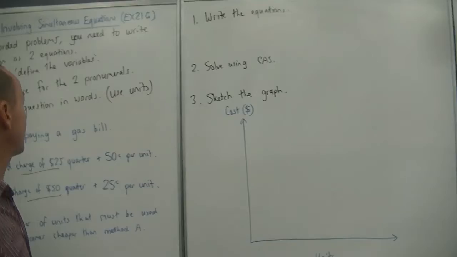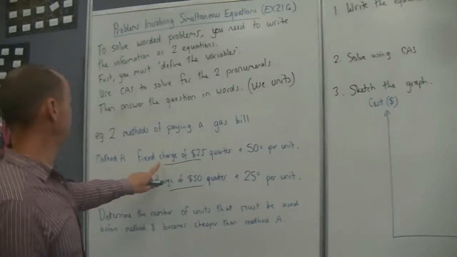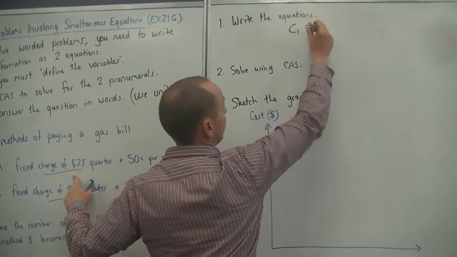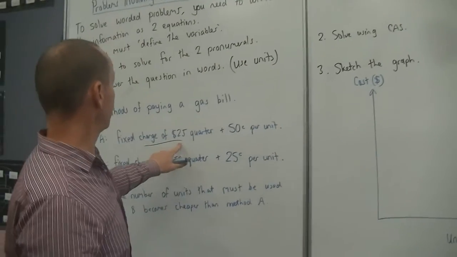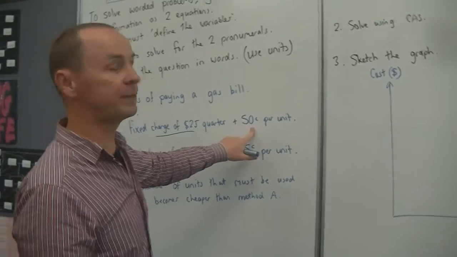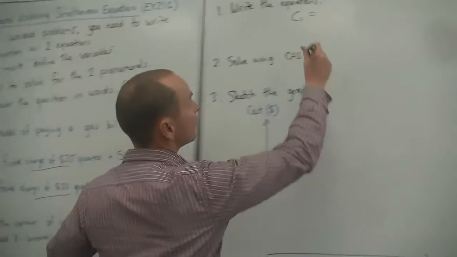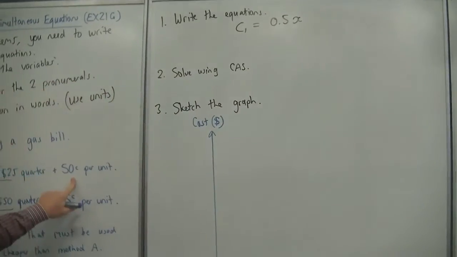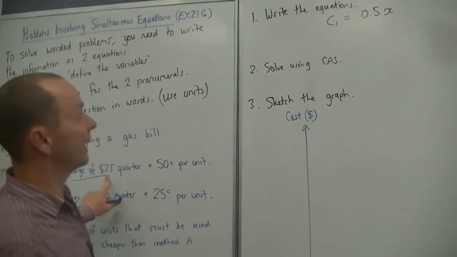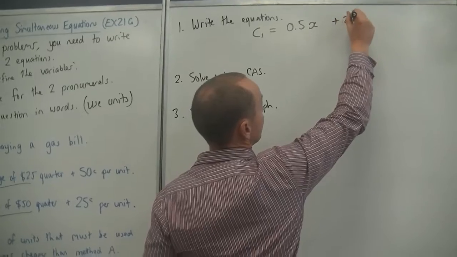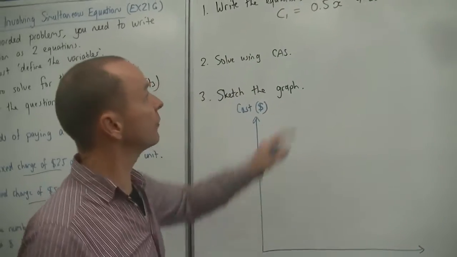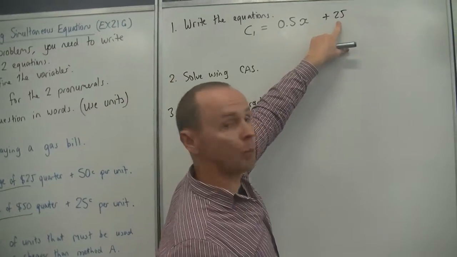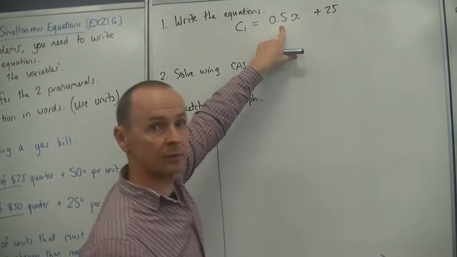Alright, so the first step is write the equations. So I come back here, and method A, I'm going to call that cost 1. The total cost of method 1 is $25 per quarter and 50 cents per unit. So 50 cents is 0.5. I'm going to call x the number of units we use. And it's a $25 fixed rate, so that's a fixed cost, and this is our variable cost. Remember, in straight line graphs, that's our y-intercept, and that's our gradient.